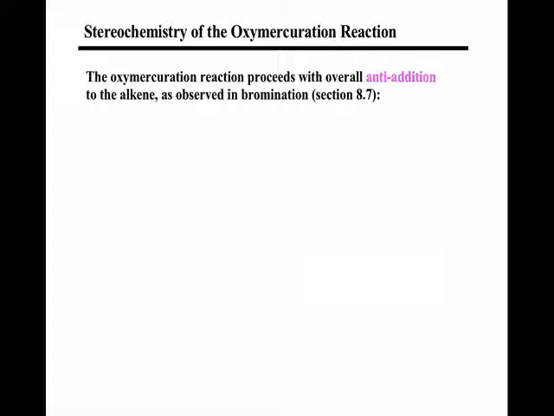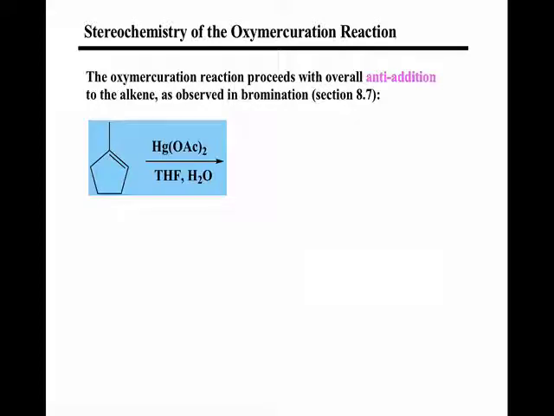The stereochemistry of the oxymercuration reaction, it proceeds with an overall anti-addition. So if we look at this alkene that's cyclic here, in the first step, the oxymercuration step, we're going to add what across the carbon-carbon double bond? What gets added in the oxymercuration step? It's in the name. We add the mercury and we add the oxygen, right? We're going to add an OH and we're going to add the mercury in the first step.